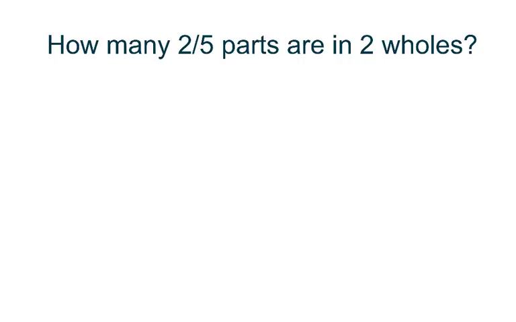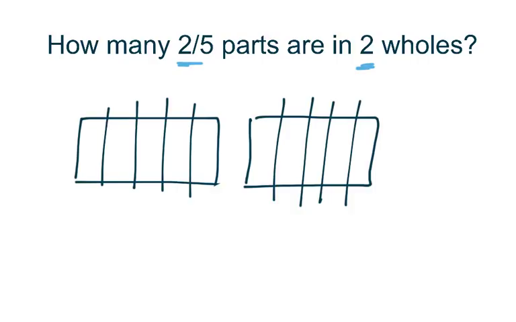Here's our next problem. How many 2/5 parts are in 2 wholes? It might help if you draw a picture for this. We want 2/5, and then we're dealing with 2 wholes. So I would separate your wholes into 5 parts to identify how many 2/5 parts are in 2 wholes. If I want to figure out how many 2/5 parts are in 2 wholes, I'm going to draw a picture. And my wholes are going to be split into 5 equal sections because I'm dealing with a 5 in my denominator. And I would color in 2 sections for each color.